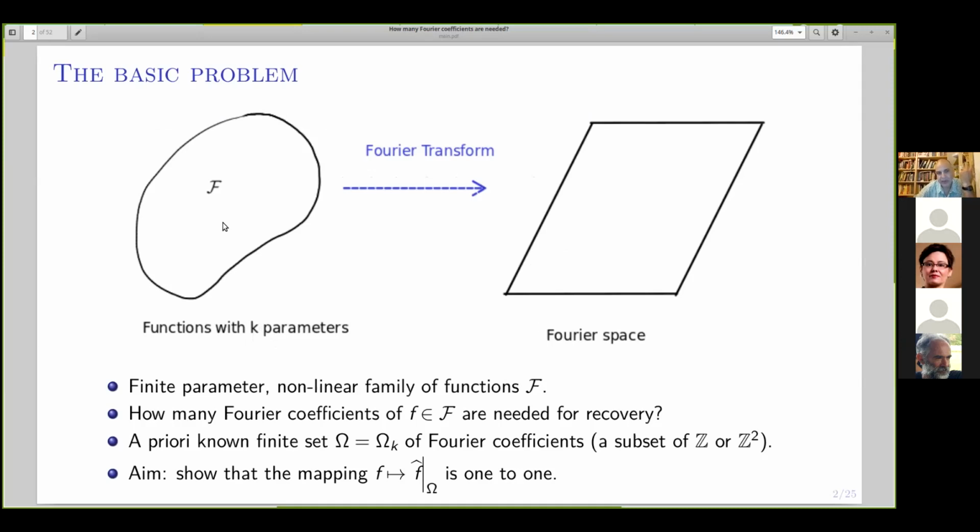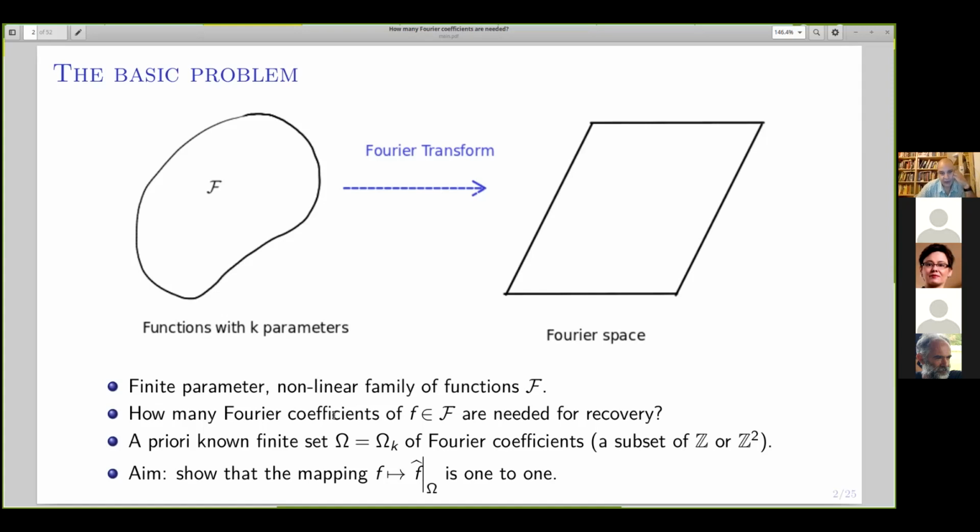And then we look at each object from this collection by looking at its Fourier coefficients. Let's say all the functions are defined on the torus. The natural question is, since the complexity of the function is just k numbers, can we recover the function by looking at only k, or a little bit more, Fourier coefficients? Since the functions are restricted, we don't need to look at all the Fourier coefficients of a function in order to determine it. This is the principle.